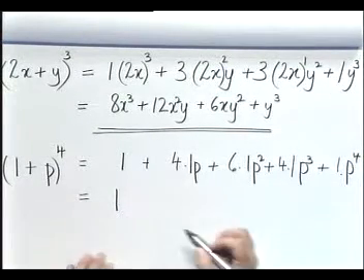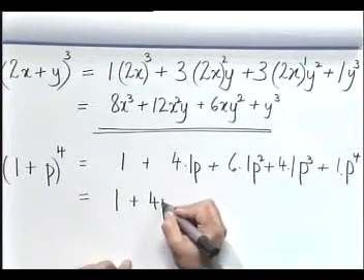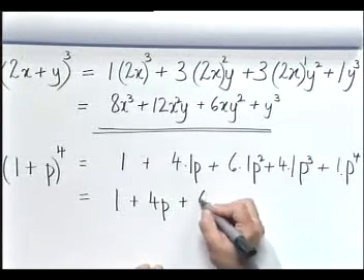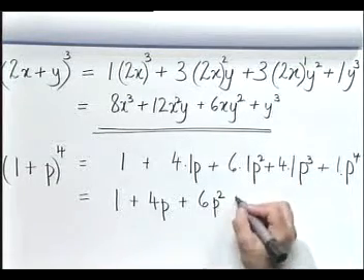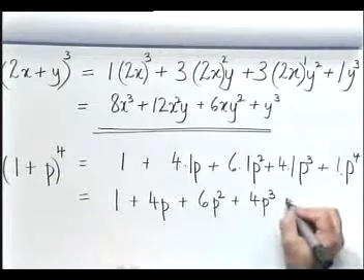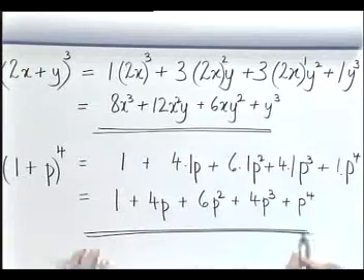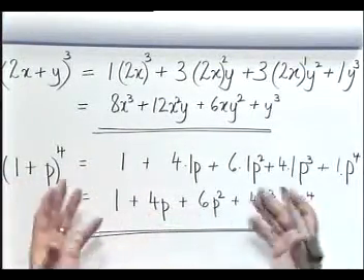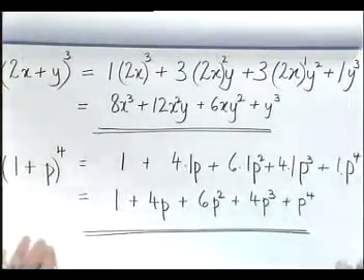There's 1. 4 times 1 is just 4p. 6 times 1 is 6, 6p squared. 4 times 1 is 4, p cubed. And last of all, 1 times p to the 4 is just p to the 4. Again, another example of a binomial expression raised to a power, and we can almost write the answer straight down using the triangle, instead of multiplying those brackets out over and over again.